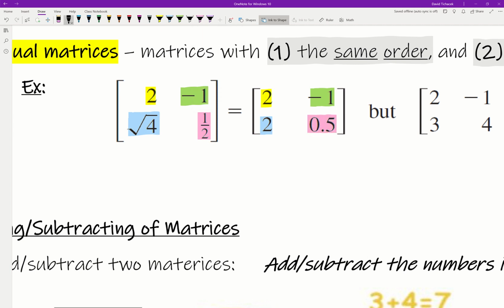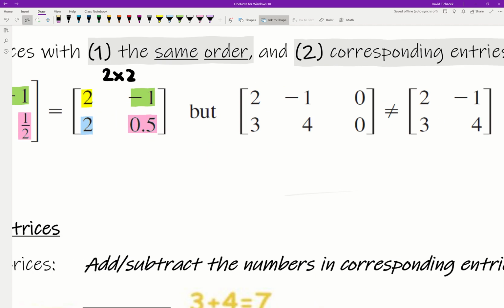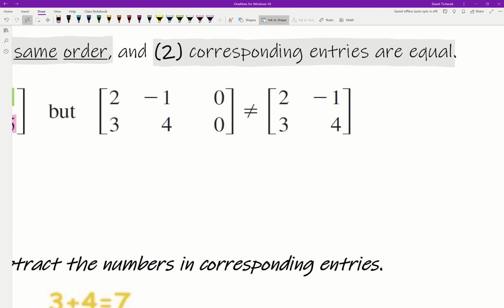And so we have a 2x2 equals a 2x2. Because each corresponding entry matches up and is equal, we would say that these two matrices are equal matrices. But here's an example where I have two matrices that are not equal, right?